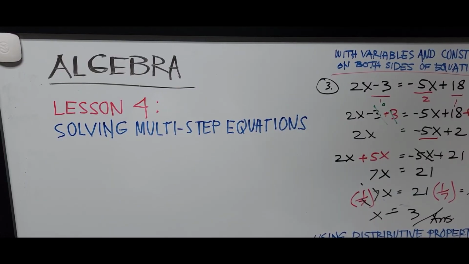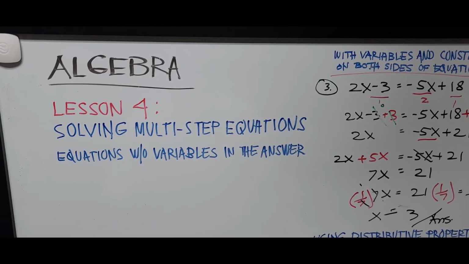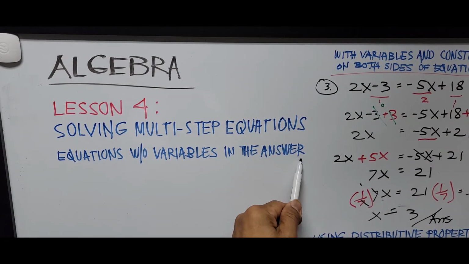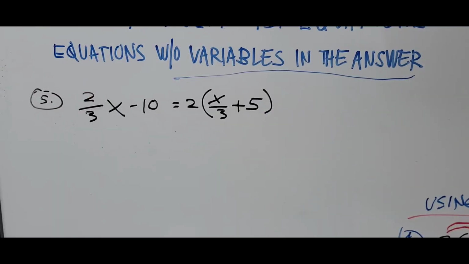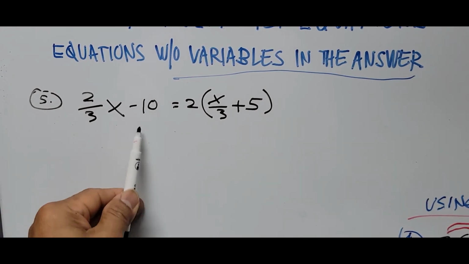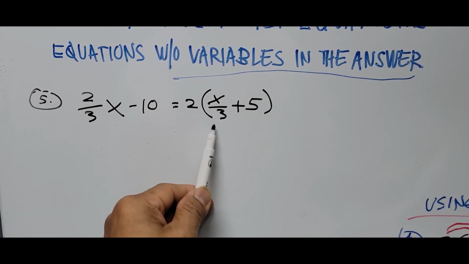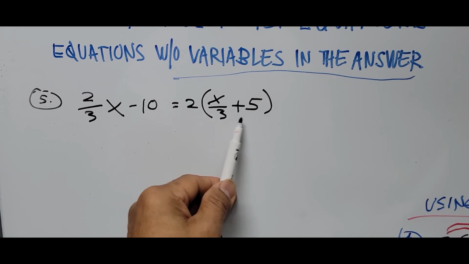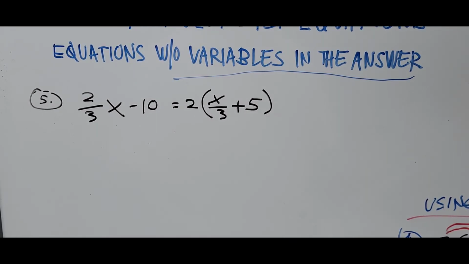Now let's move on to the next part of our lesson. It's called equation without the variable in the answer. What does it mean by that? I will show you an example. Now we call equations without variables in the answer. Alright, I'll give you an example. Example is 2/3 x minus 10 is equal to 2 times the quantity 1/3 x plus 5 close parenthesis. That would be an equation without the variable in the answer.